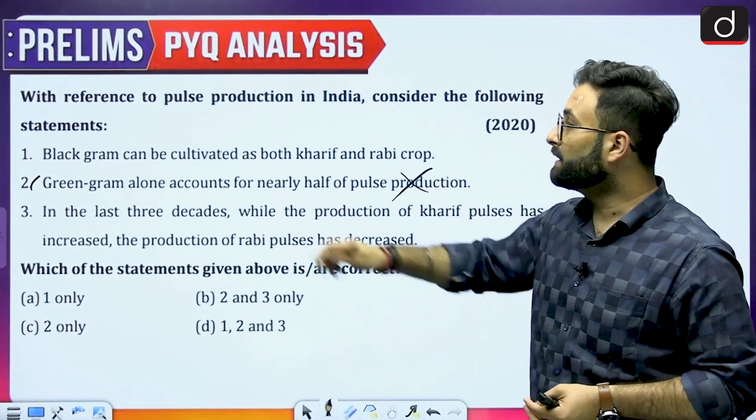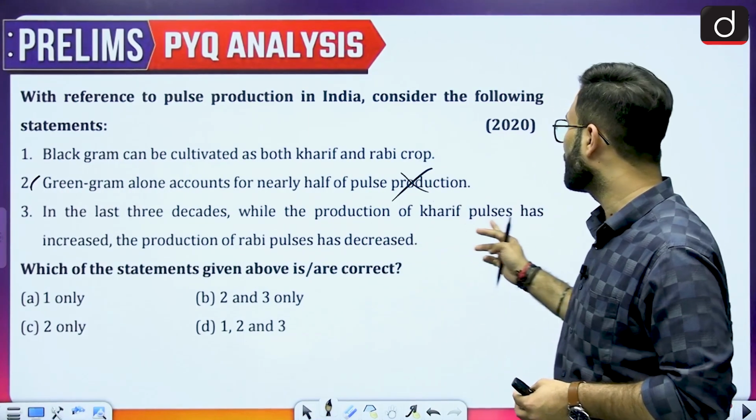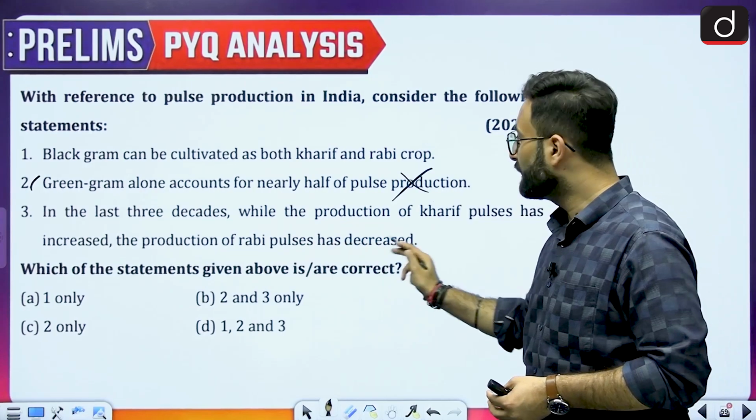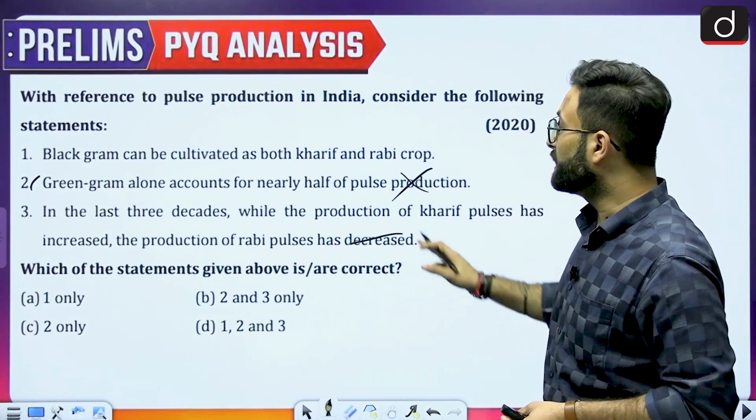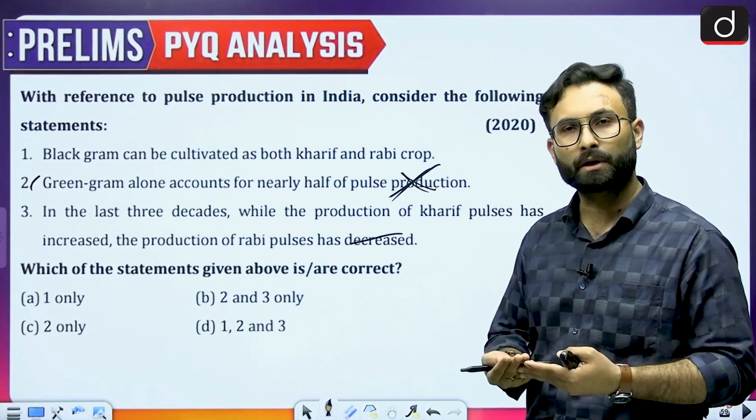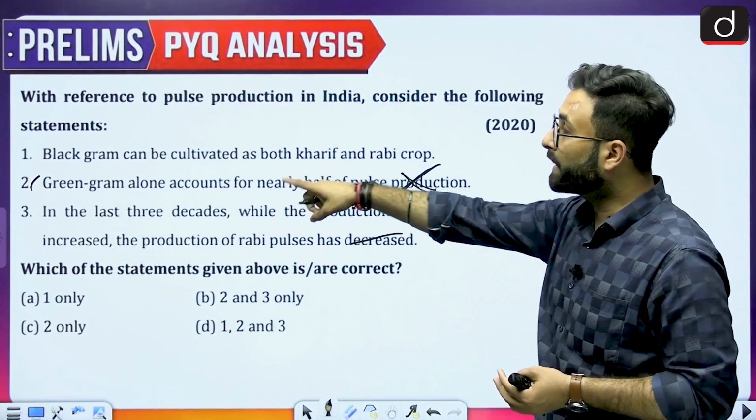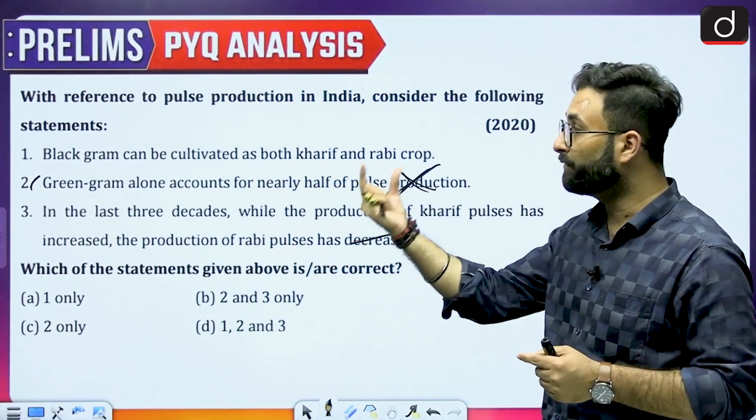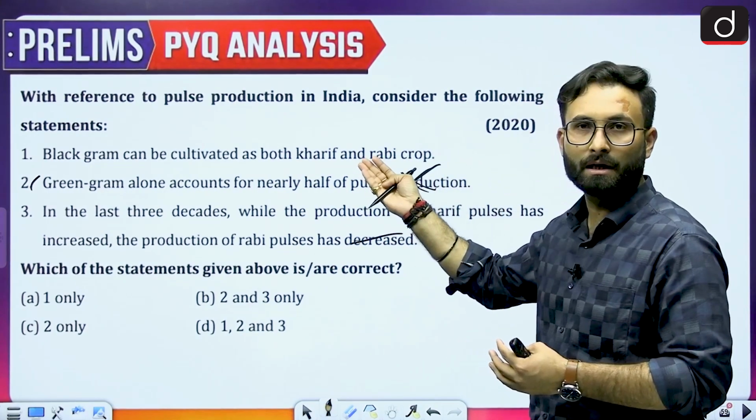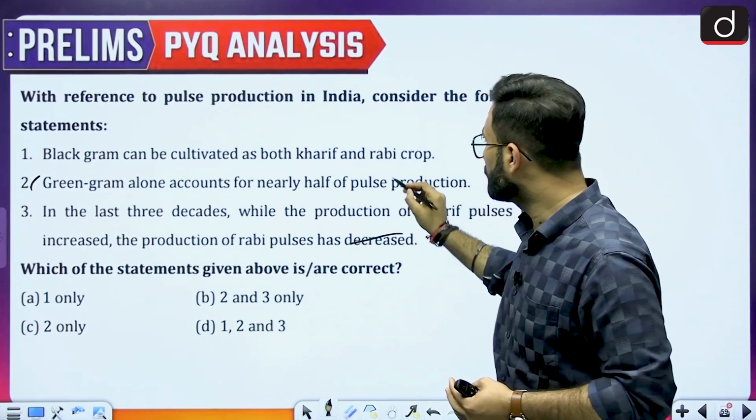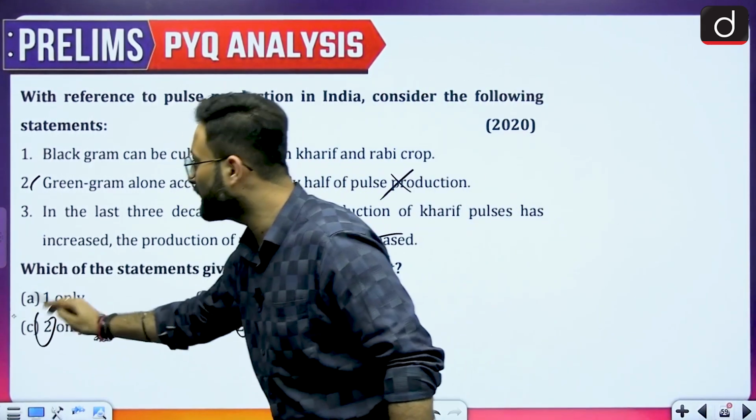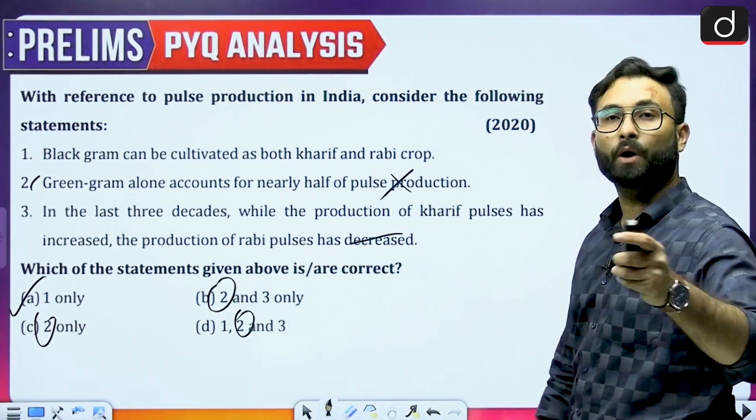Coming to the next one, in the last 3 decades, while the production of the Kharif pulses has increased, the production of the Rabi has decreased. Now that is not the case, that has also increased. If you can eliminate the second one, because when we talk about the third one, you might know about it or you might not know, but you can eliminate the second one with the logic that only one crop cannot account for a whole section of the pulses. If you eliminate the second one, you can see this is gone, this is gone, this is gone. Option A is the right answer. So that is how elimination techniques work.